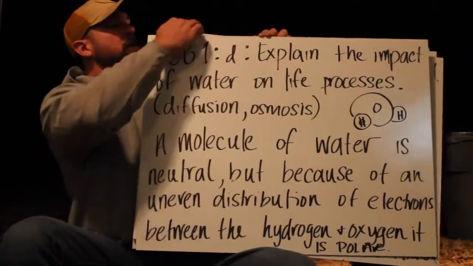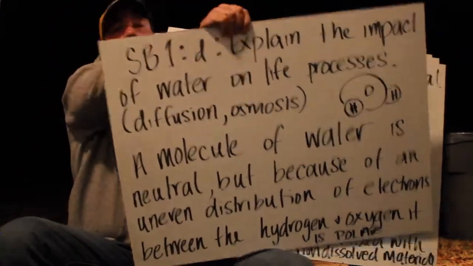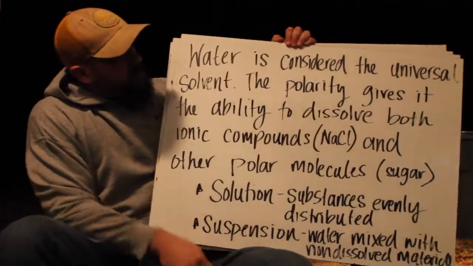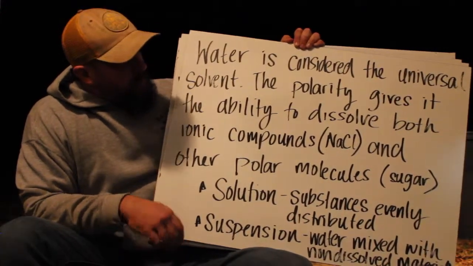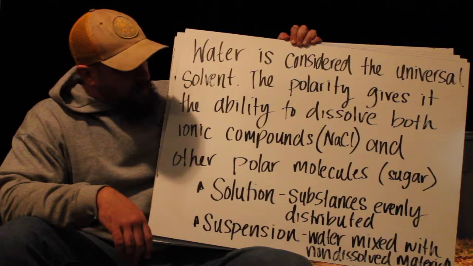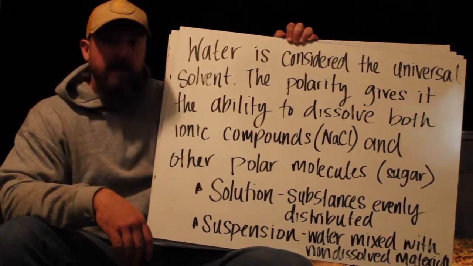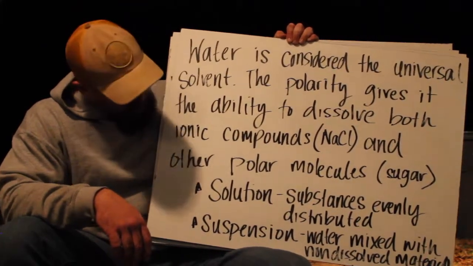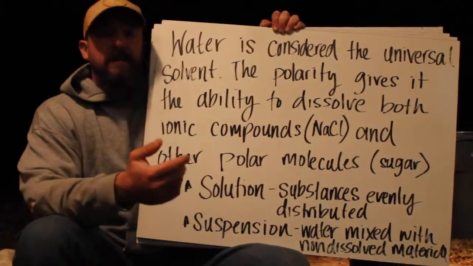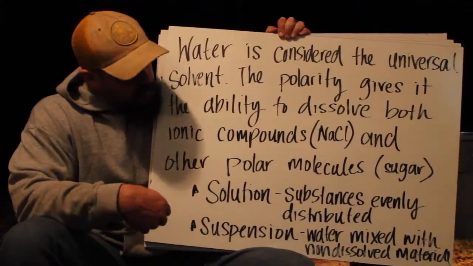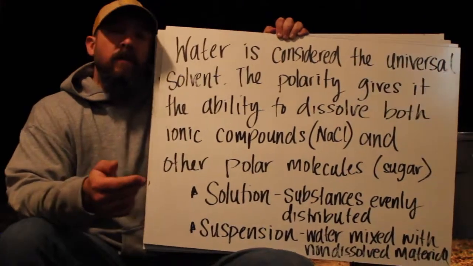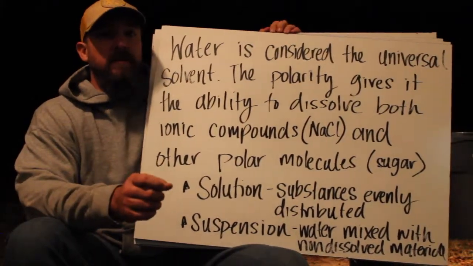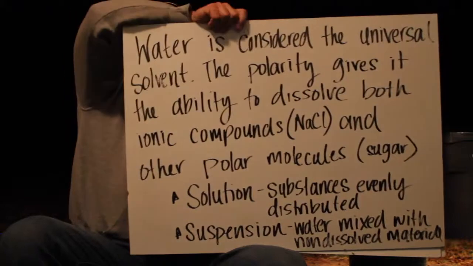And because it's polar, that means that it attracts to other molecules easily. So, water is considered the universal solvent. The polarity of water gives it the ability to dissolve both ionic compounds like table salt and other polar molecules like sugar. A solution is when these substances are evenly distributed and completely dissolved. A suspension is when the water kind of breaks down the material but does not dissolve it, and you just end up with a mixture of water and loose particles.